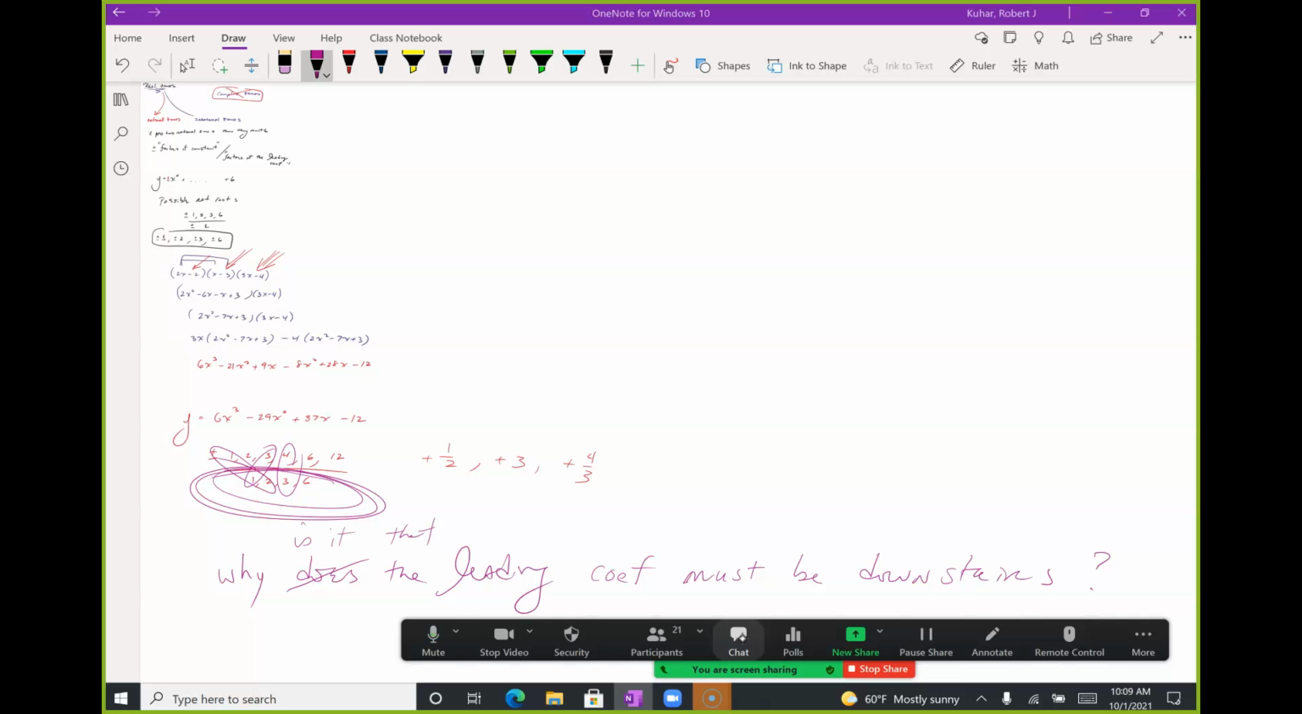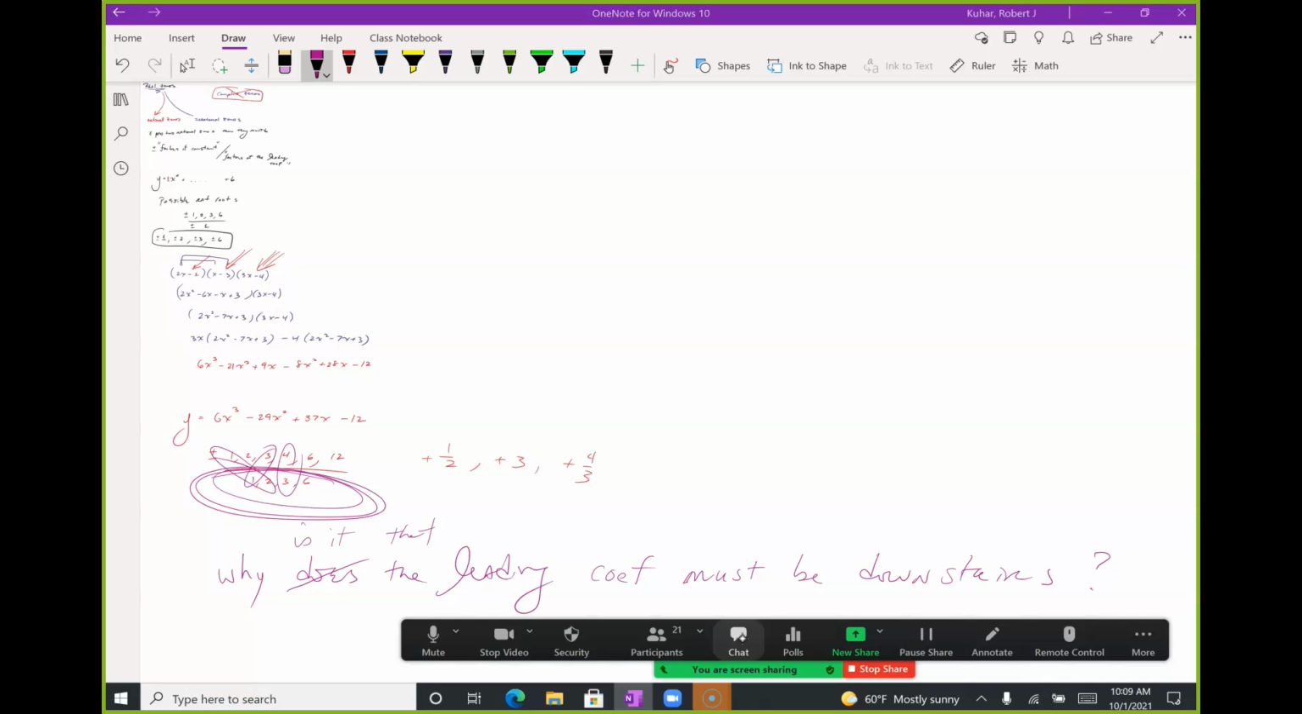Does it have anything to do with part to whole, or am I just guessing? Does it have anything to do with part to whole or whole to part? No. Well, what can't be downstairs? In a fraction, what number can't be downstairs? 0. Can my constant term be 0?